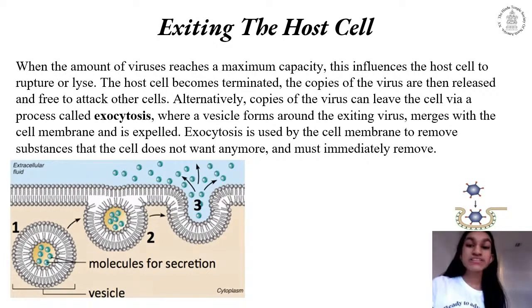Alternatively, copies of the virus can also leave through a process called exocytosis, where a vesicle forms around the exiting virus, merges with the cell membrane, and is expelled. Exocytosis is used by the cell membrane to remove substances that the cell does not want anymore and must immediately remove.